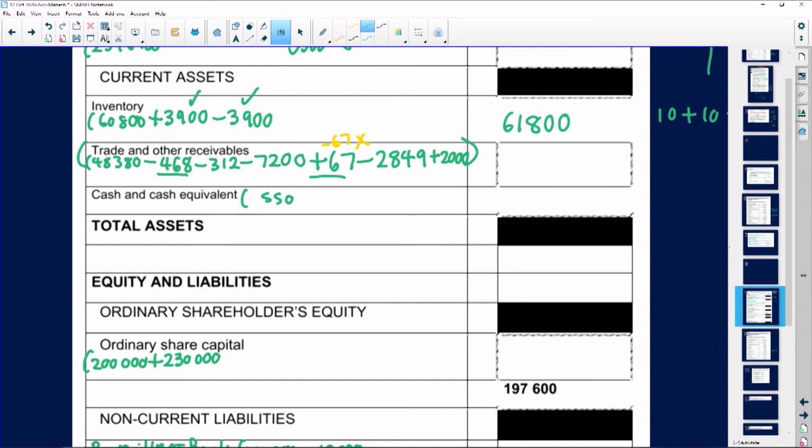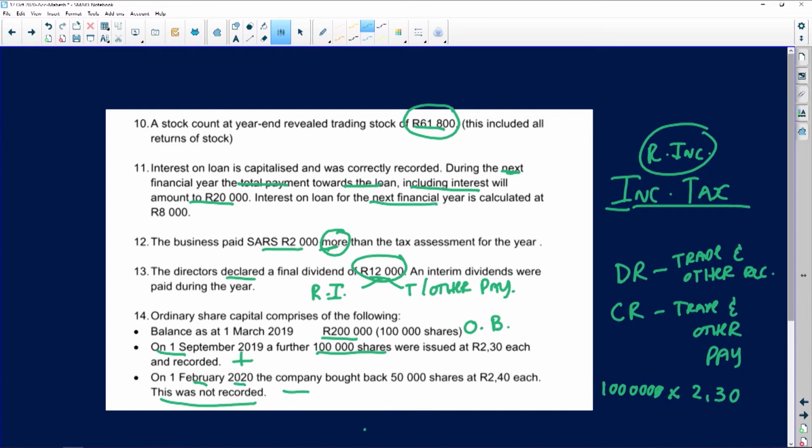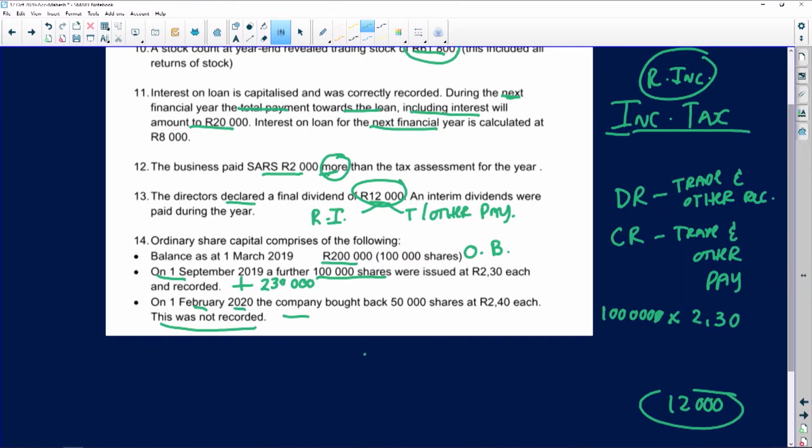So before we get to the actual buyback, I'm going to quickly write down the 230,000 because that's going to help me with my calculation for the buyback. Let's now tackle the last part, which includes the buyback of shares. On the 1st of February 2020, the company bought back 50,000 shares at R2.40 each. This was not recorded.